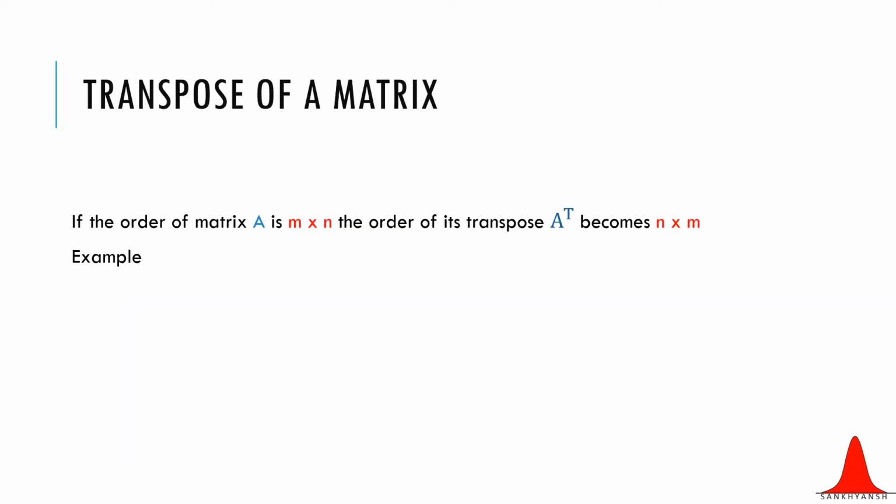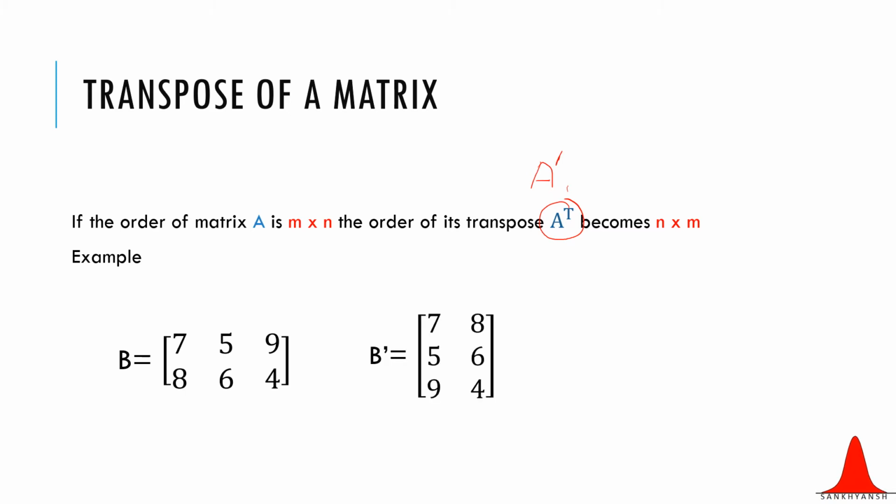Now let's see, what do we mean by transpose of a matrix? If the order of any matrix A is m into n, meaning m rows and n columns, the order of its transpose, A transpose, we write it as AT, or at times we write it as A dash, A prime. We call it A transpose. Then it becomes n into m. Let's take this example. This is B and this is B transpose.